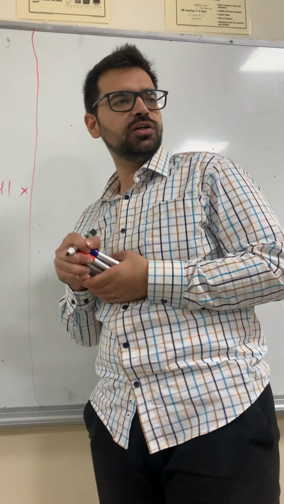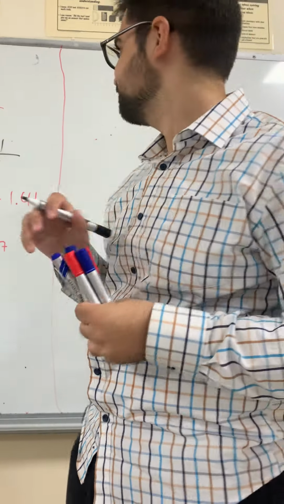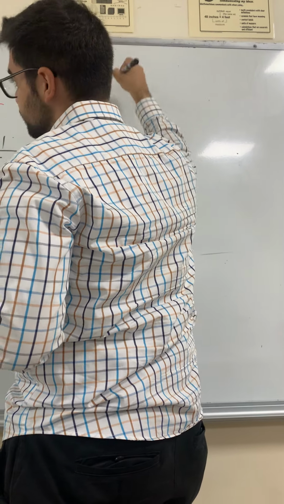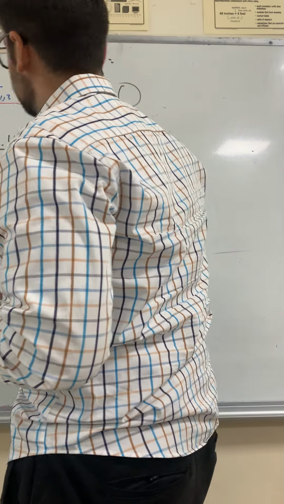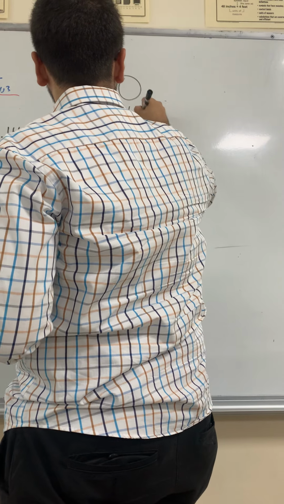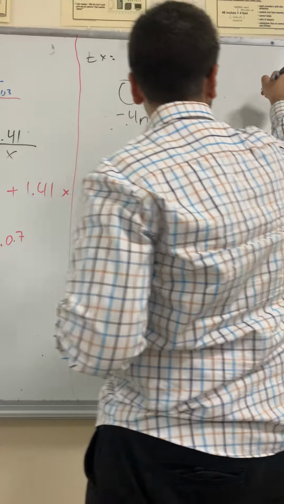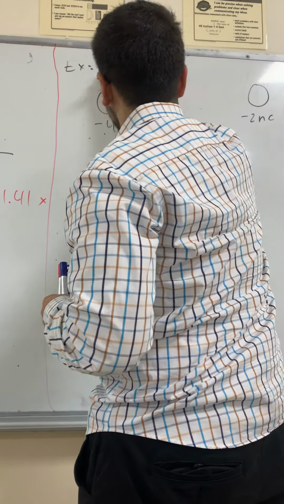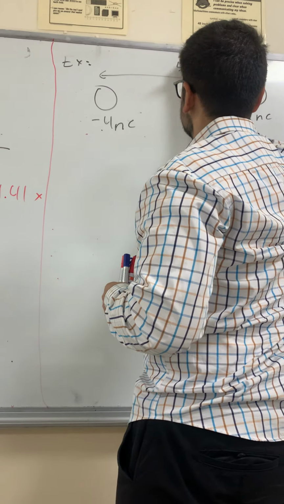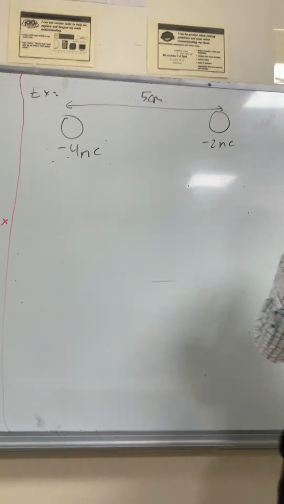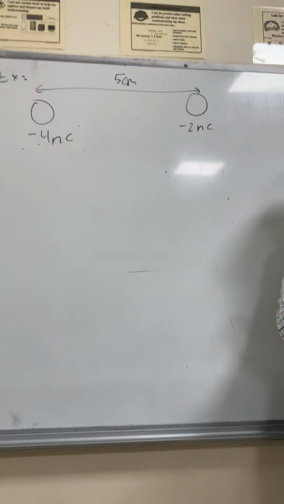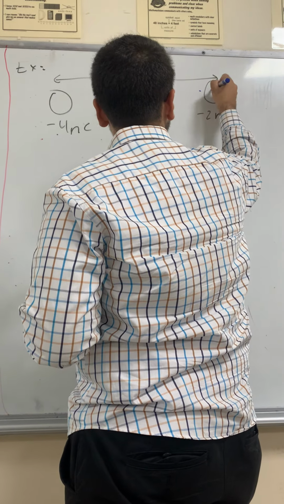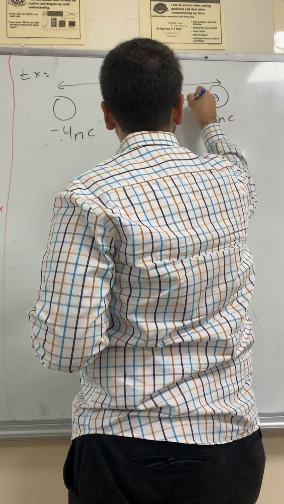So how do we do it? So let's say that both are negative. So let's make this one as minus 4 nanocoulombs. I'll use the same magnitudes, and the other one is minus 2 nanocoulombs, separated by 5 centimeters. Now, you choose one position, you call it as x, and the remaining position you call it as y. So let's say that this is x from here to here, the rest is y.